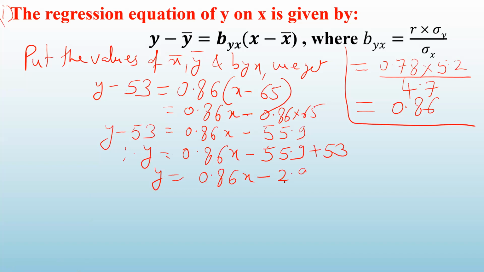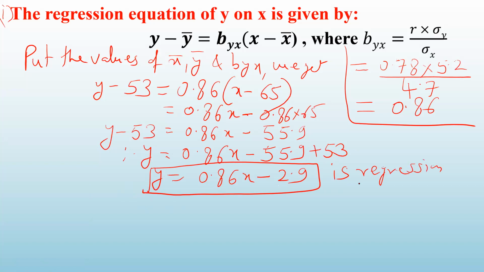Minus 2.9. Okay, or you can use calculator to do this. 53 minus 55.9 will give you minus 2.9, because 55.9 is with minus sign, which is a bigger number. Okay, so this gives you the regression equation of y on x. Okay, y is on the left side and it is written in terms of x.